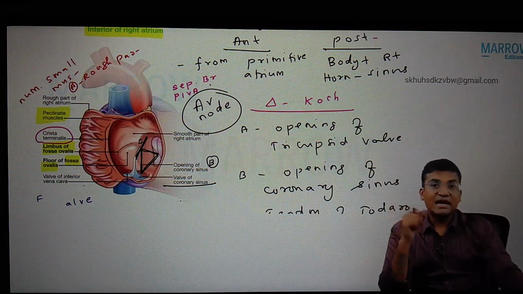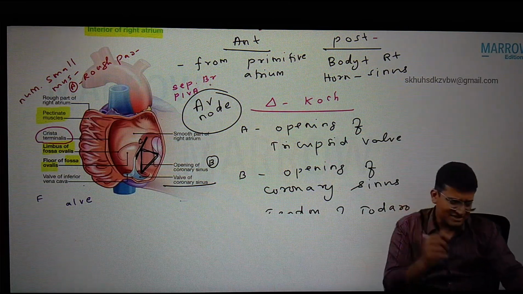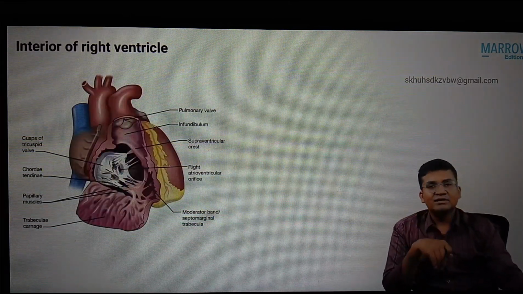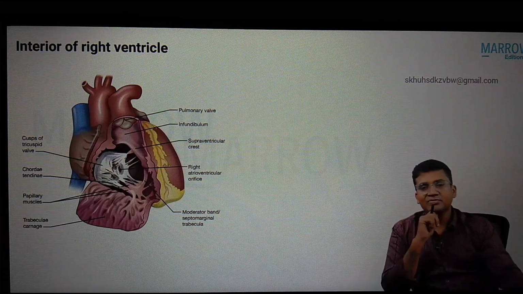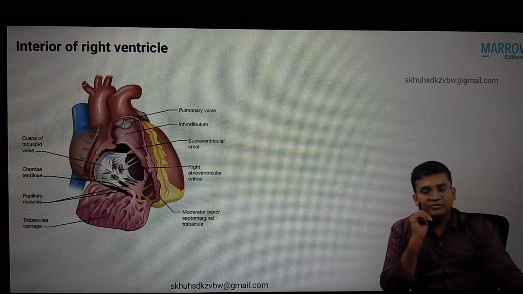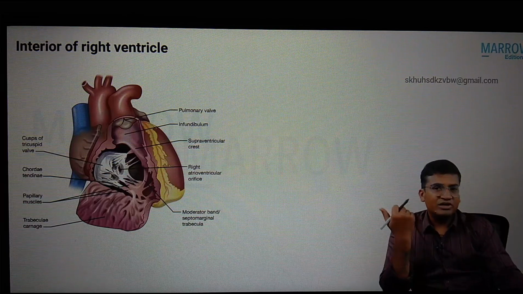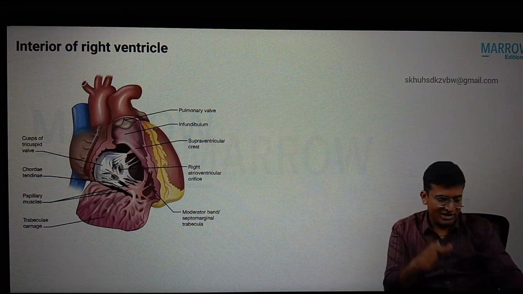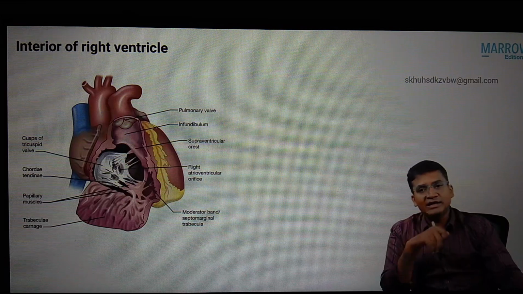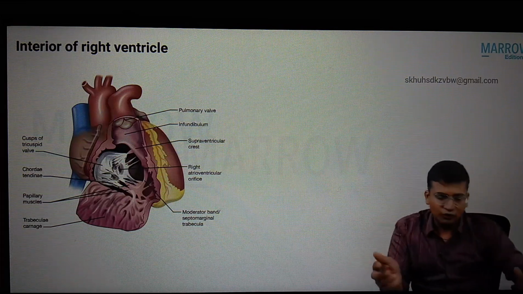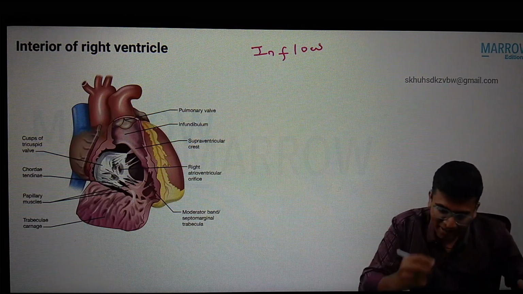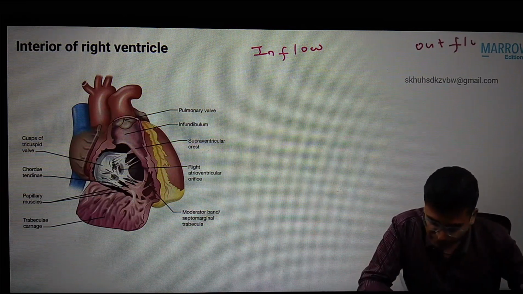Next, we're going to see the right ventricle. The right ventricle is very simple. It's not that complicated. Now, again, we open the right ventricle and see it. The right atrium, we divided into an anterior rough part and a posterior smooth part. Here, we're going to divide the ventricle into an inflow part and an outflow part.